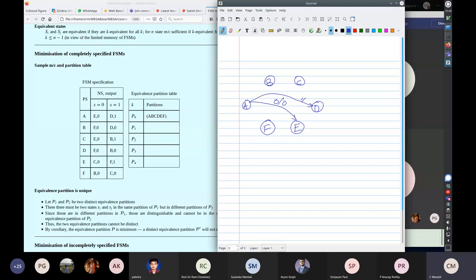Now from B on input 0, you go to F and you output a 1. And on input 1, you go to D and you output a 0. From C on input 0, you go to E and you output a 0. And on input 1, you go to B and you output a 1.